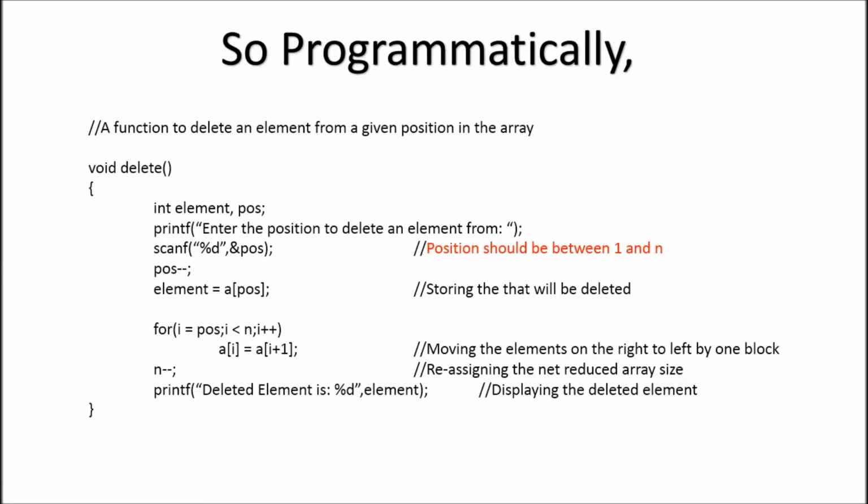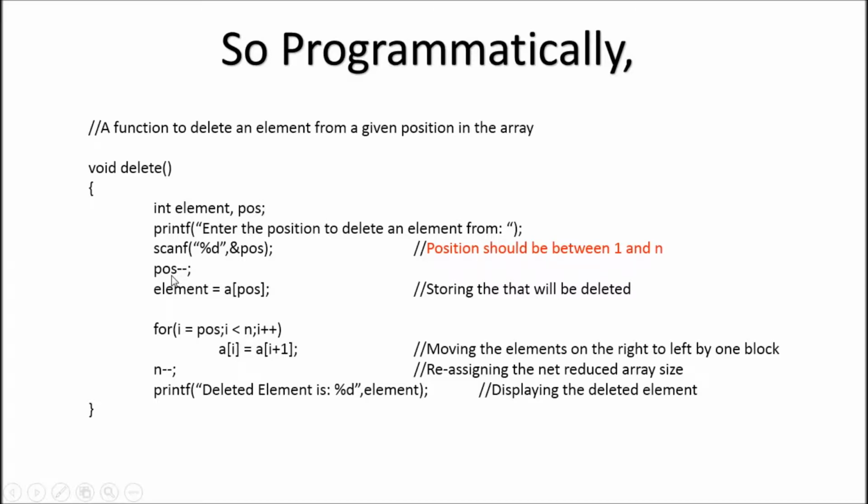So programmatically, we write a function to delete an element from a given position in an array. The return type of the function will be void. It's not going to return anything. We declare a variable called element to store or later display the value that we just deleted from the array. And we prompt the user for the position to delete the element from. We store it in POS.